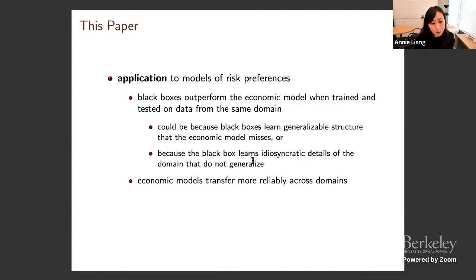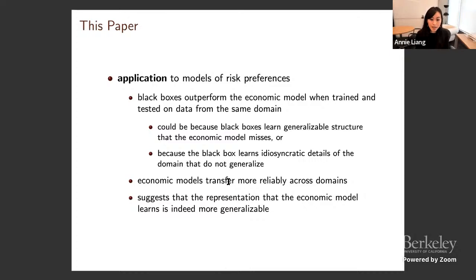We can separate these explanations by looking at the transfer performance of these models, which is what we do. And we find that although the economic models have worse performance out of sample within domain, they do in fact transfer more reliably across domains. This suggests then that the representation that the economic model is learning is indeed more general.